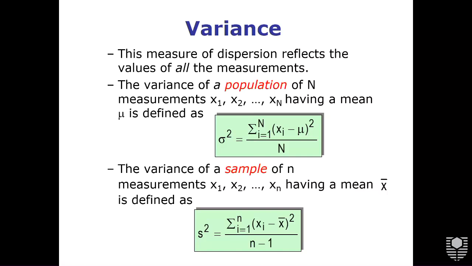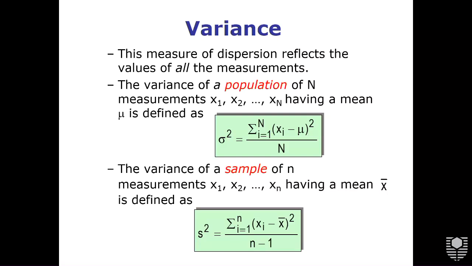See the differences: sigma squared for population, right? And we use the mean mu. Sum of x1 plus x2 plus x3, summation of xi, minus the mean mu, squared deviation, divided by uppercase N. That's for the population.